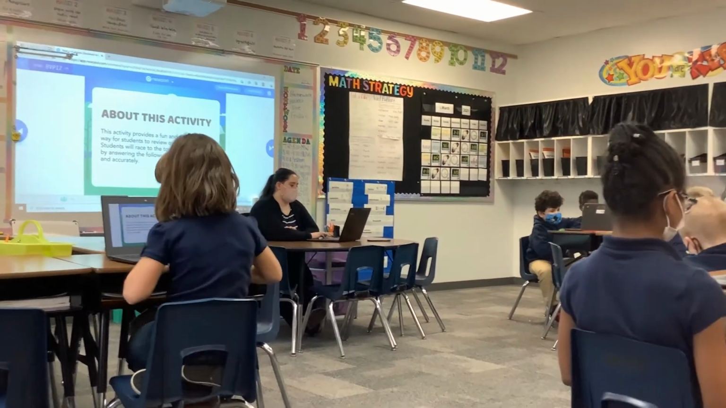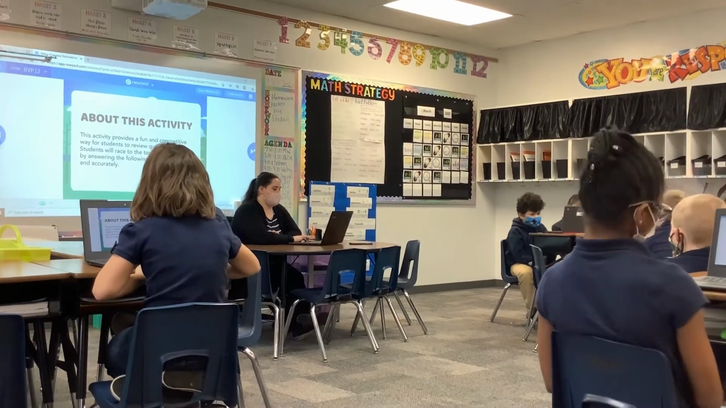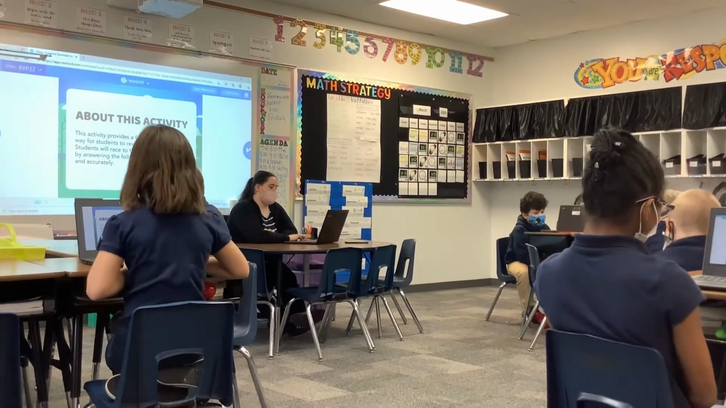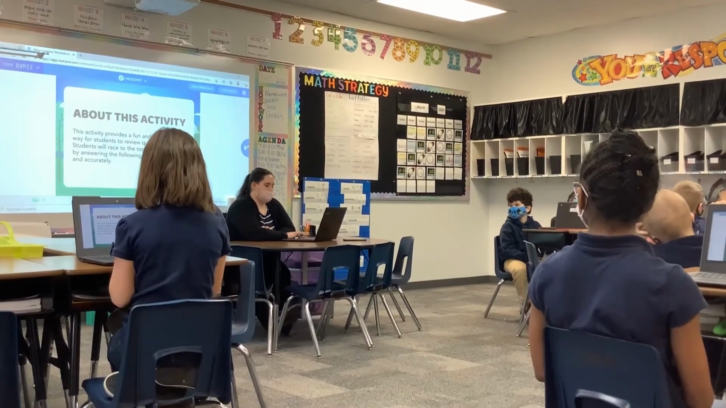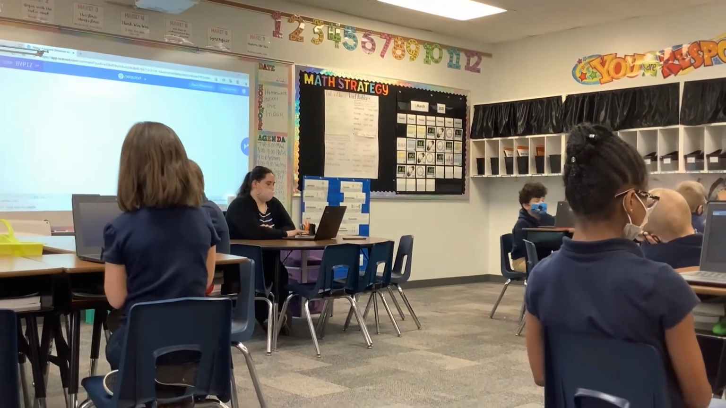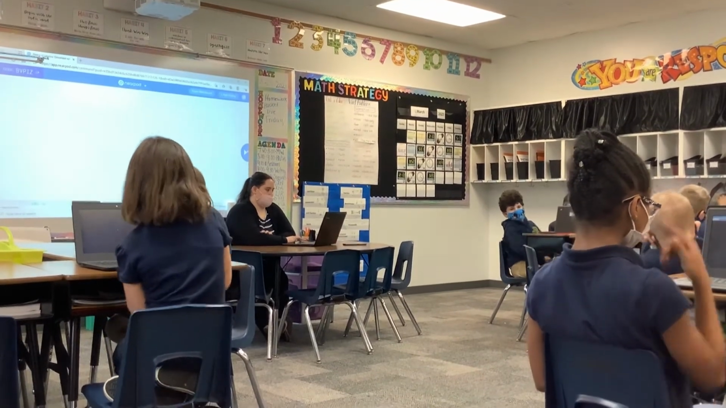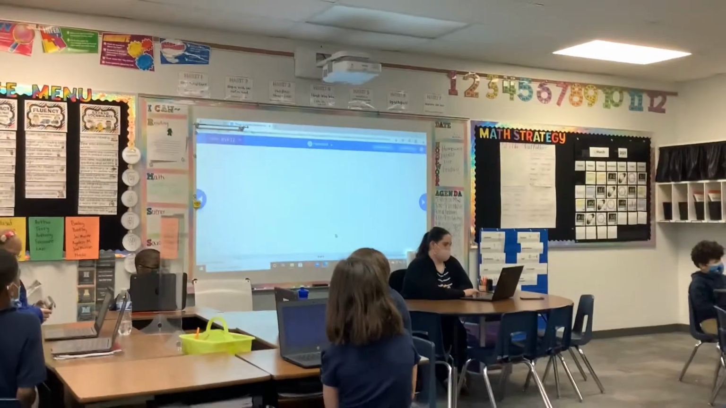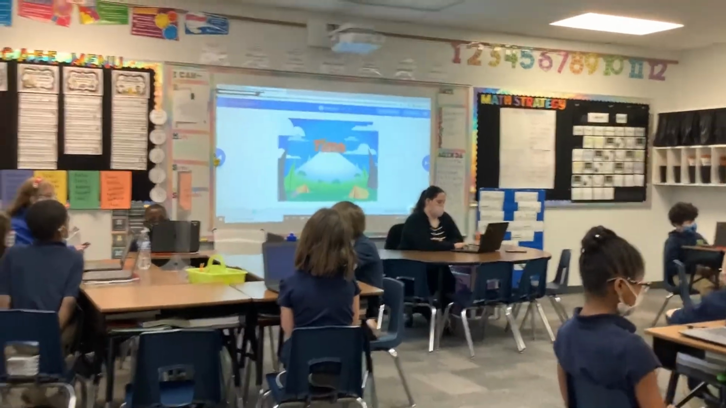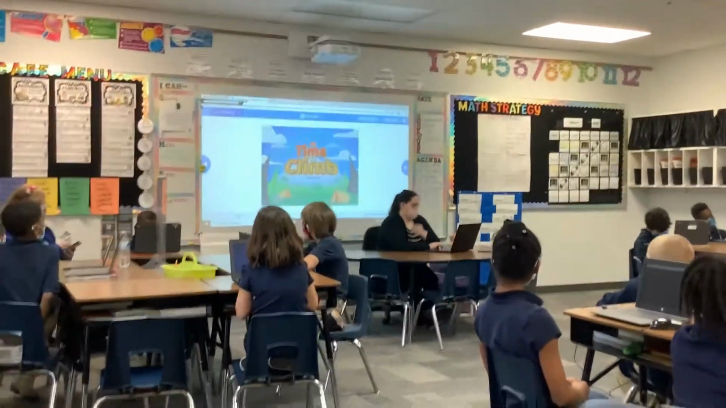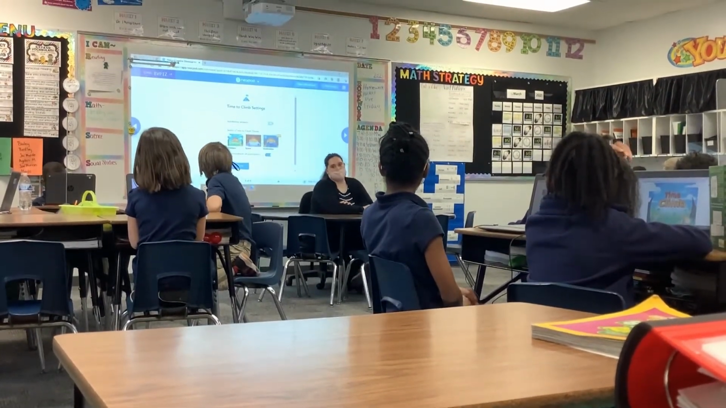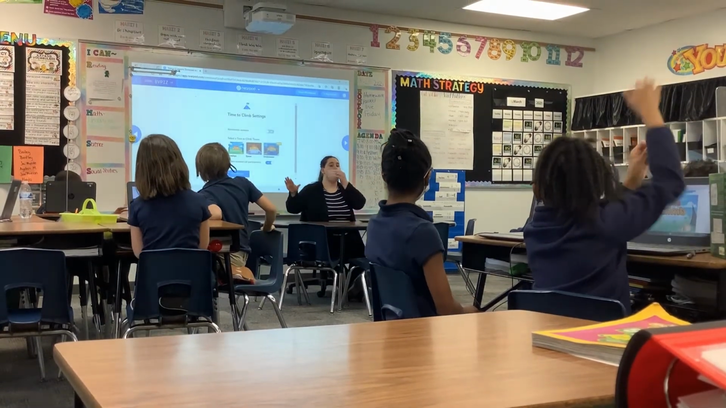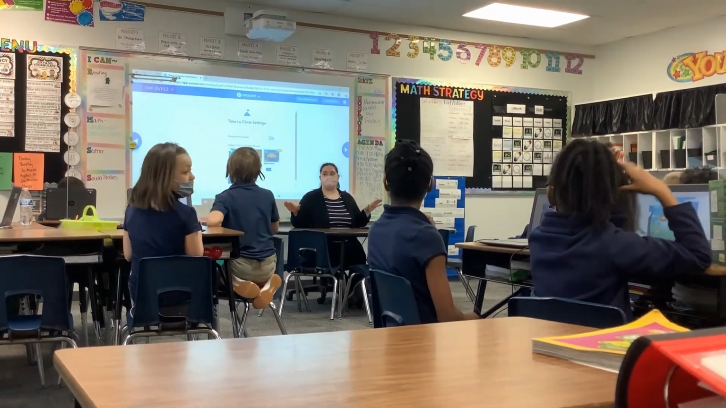So it's a fun and competitive way for students to review quadrilaterals. You're going to race to the top of the mountain by answering the following questions quickly and accurately. So, there's three options. The mountains, a space one, or underwater. Hang on. It's not coming up on my computer.